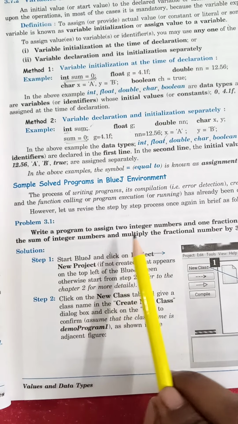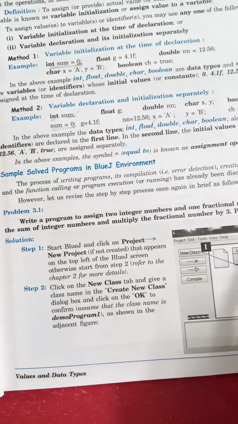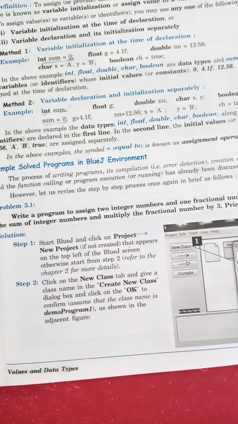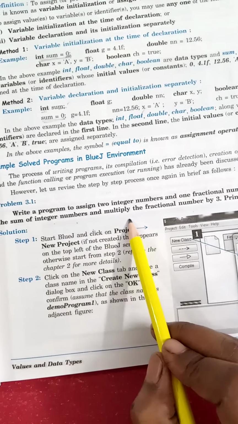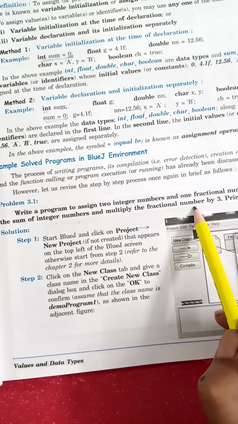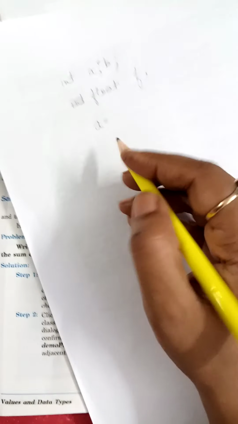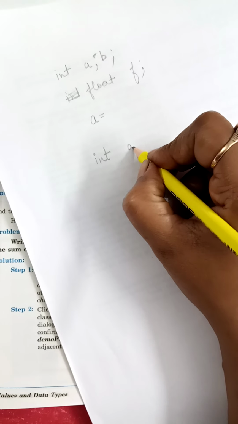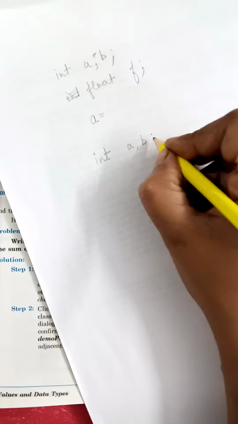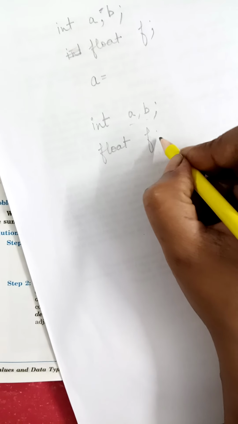Write a program to assign two integer numbers and one fractional number of your choice. Then you have to print the sum of the integer numbers and you have to multiply the fractional number, the floating point number, by 3 and print the final results. So two integer numbers, suppose int a, b, to store two integer values. One to store a float value, float f.